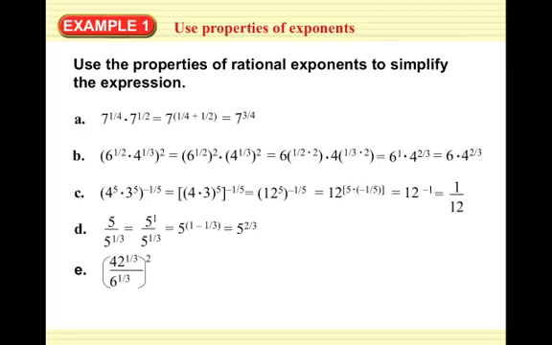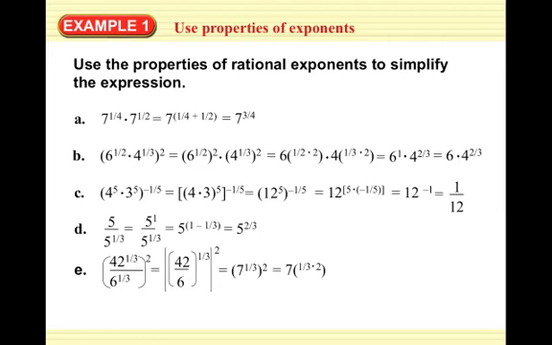We have 42 to the 1/3 divided by 6 to the 1/3, all squared. Since both of our powers are raised to the same exponent, we can divide first and then raise to the 1/3 power. So we have 42 over 6 to the 1/3 power, all squared. 42 divided by 6 is 7, so we have 7 to the 1/3 power squared.